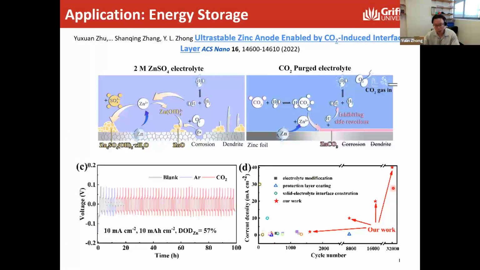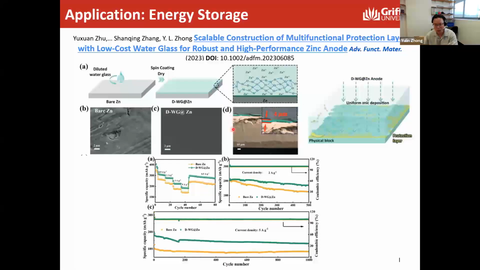All right. The other two examples, I think I won't go through because they don't use 2D materials. In this example, it's simply bubbling carbon dioxide gas, and that does wonderful things to the zinc ion battery performance. If you're interested, please refer to this paper. The other work that the same student did was employing water glass, which is just a silicate mixture to form a layer of silicate. Water glass is something you can buy from Bunnings, so it's cheap, and it forms a very good protective covering for the zinc anode.